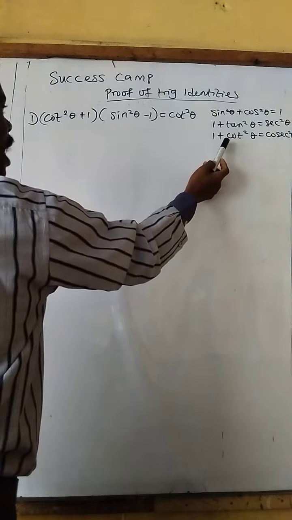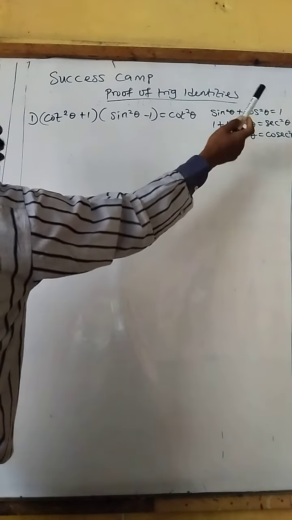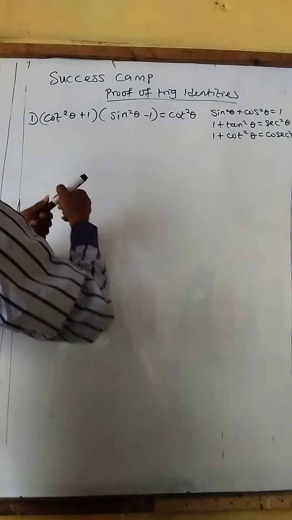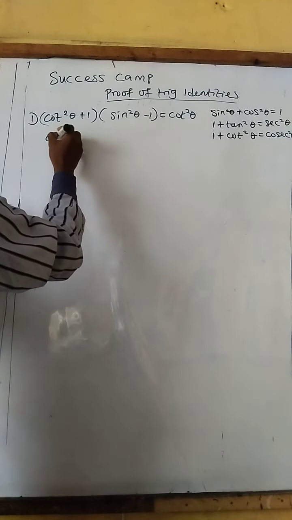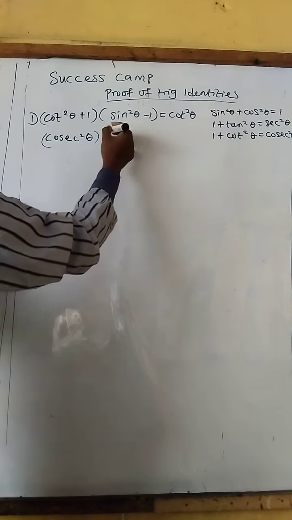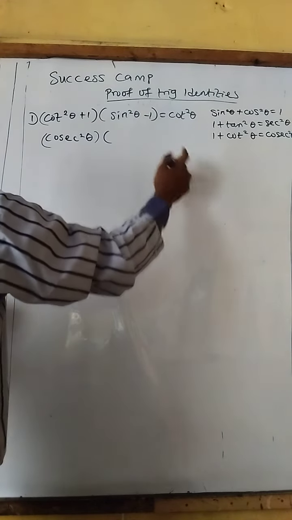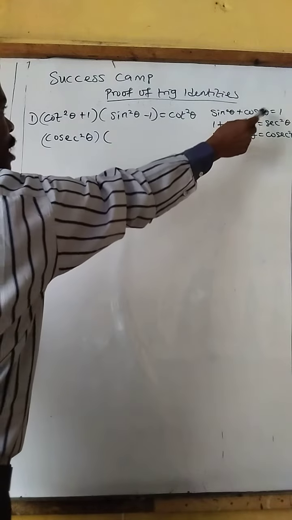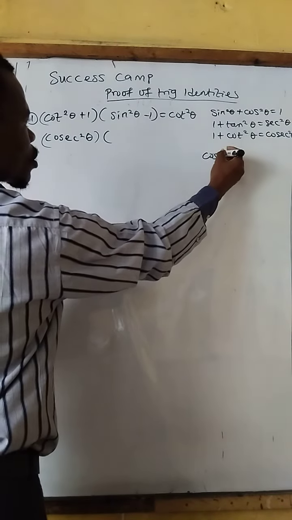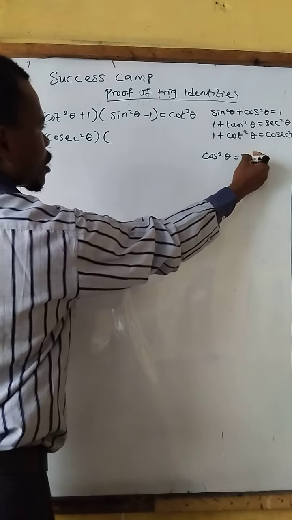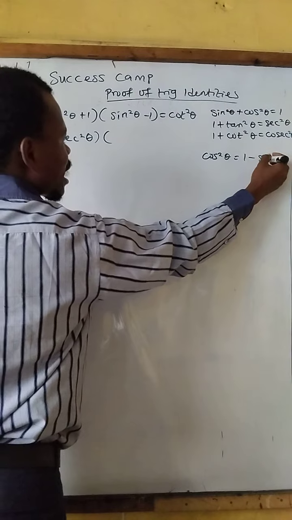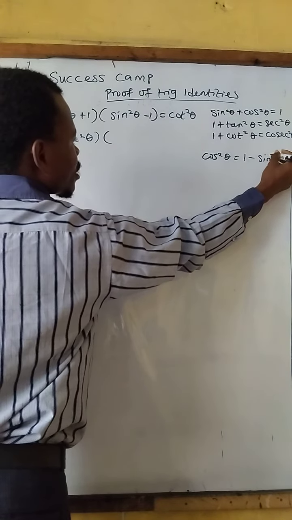So here I have 1 plus cot squared theta. See, the same thing as what is there. So I'll just change it to cosec squared theta. Now sin squared theta minus 1. I can get my sin squared theta minus 1 from here. When I make cos squared theta from the formula, cos squared theta here is what? 1 minus sin squared theta.